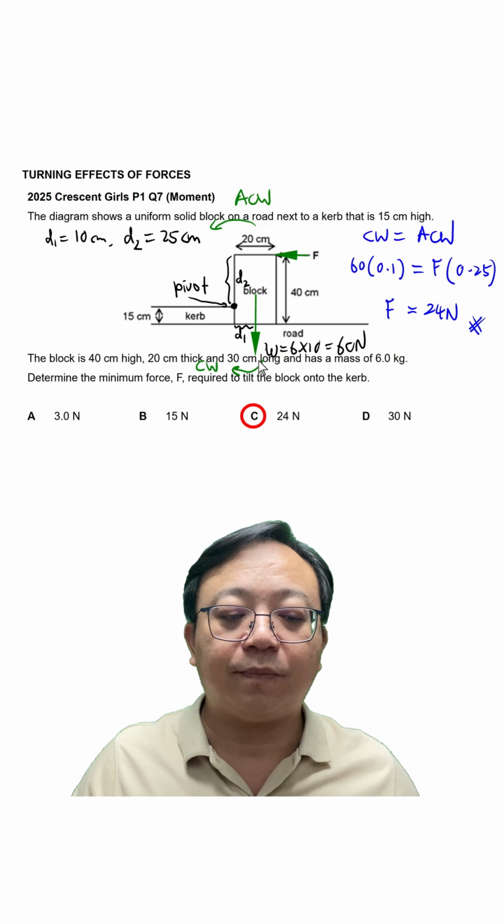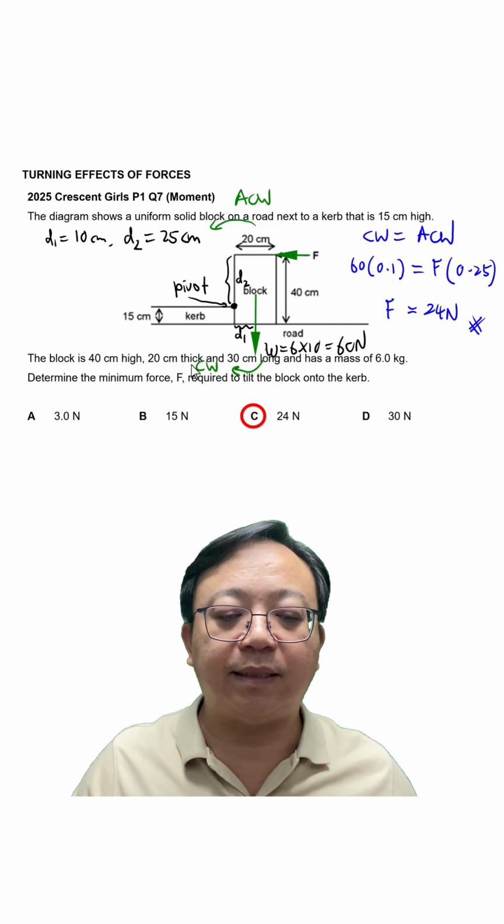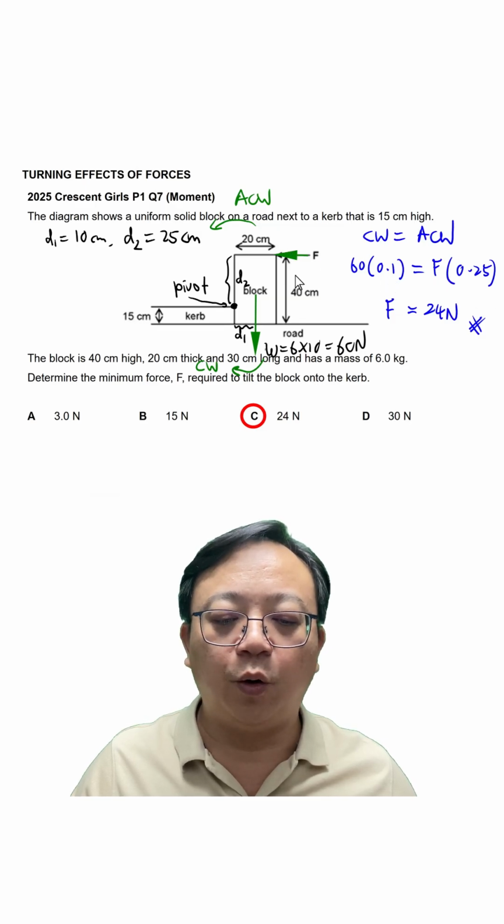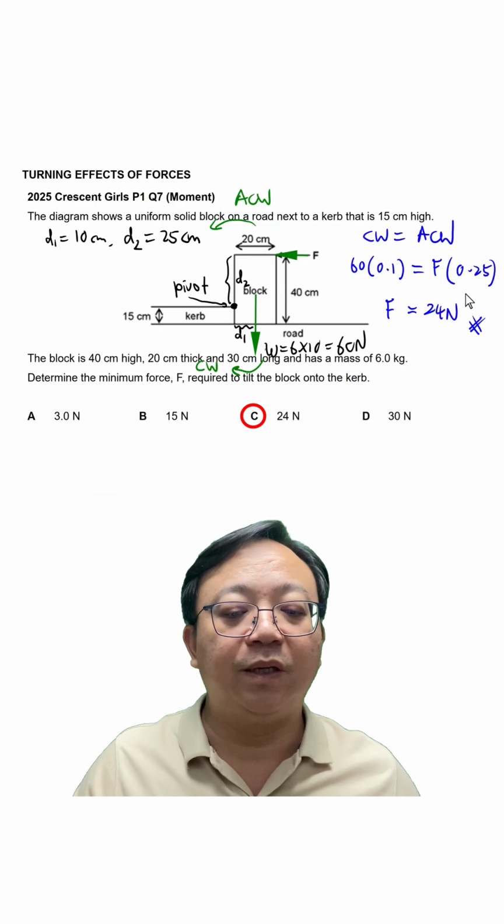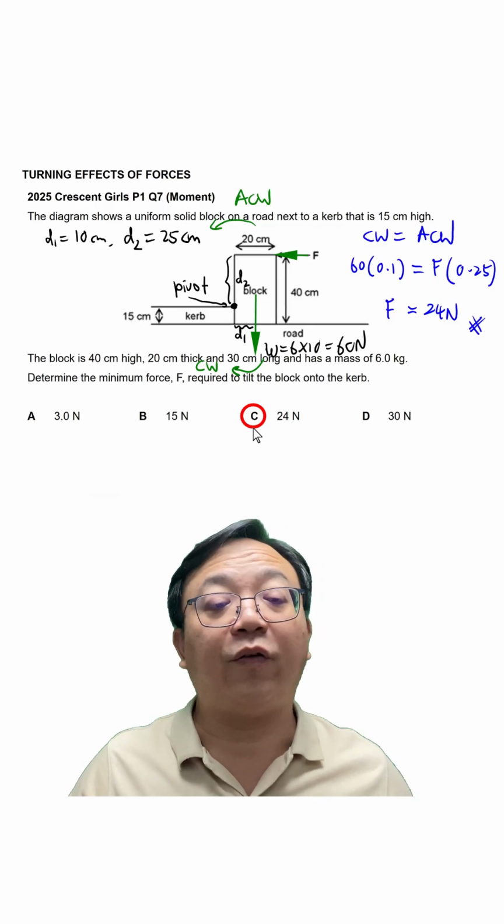Okay? And what is the weight here? They say that it's 6 kilogram, which means 60 Newton. So this is the W. The D1 is this one. The D1 is 10 cm, right? 10 cm is 0.1 m. F, you do not know. This distance is this 15, this 40. So this must be 25 cm, right? So it's 0.25. That's why the answer is C, 24 Newton.